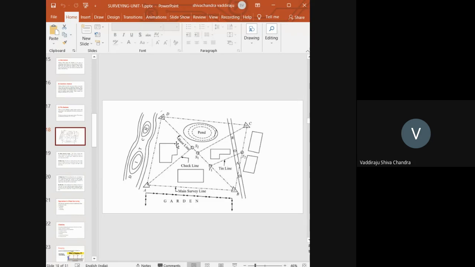Assume that this point is at a distance of 100 meters from A. So how many chain lines do I need to use? 5, right? Yes, sir. Okay. If your chain has an error of 0.2 centimeters, so the length of the chain which you are using is 20.2 centimeters instead of 20 centimeters. So what is the error I am going to get here?